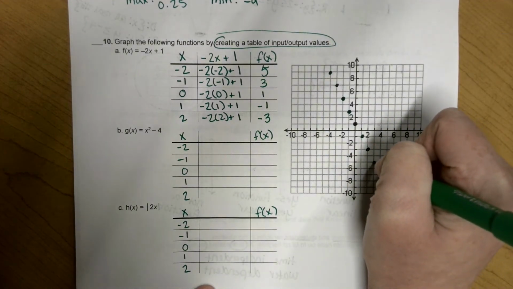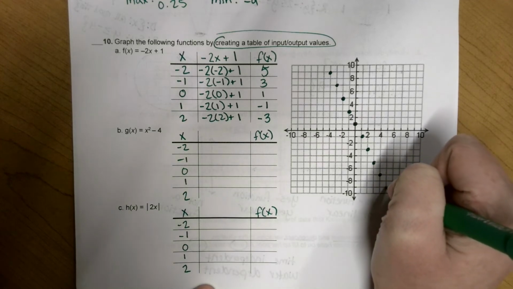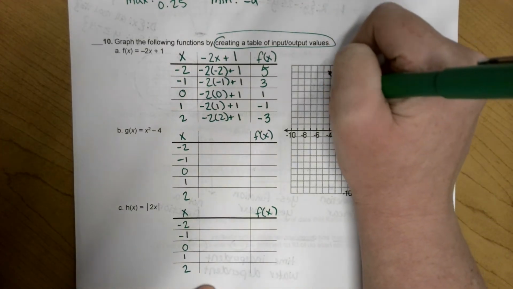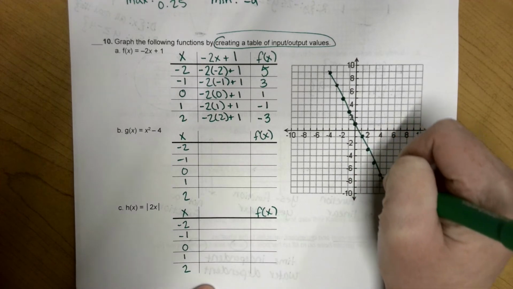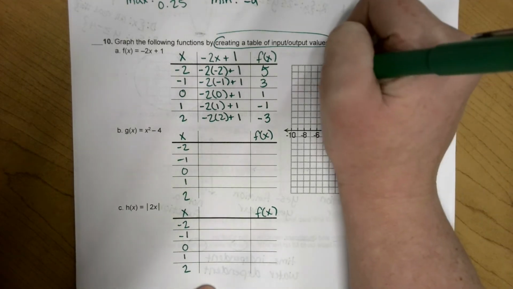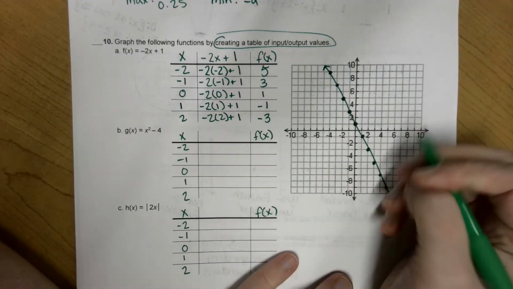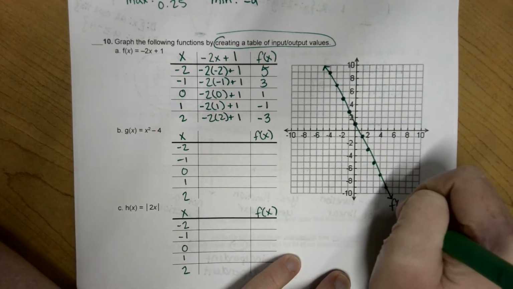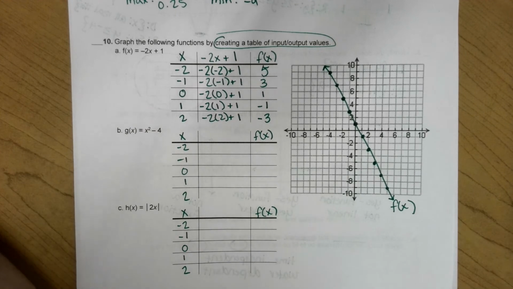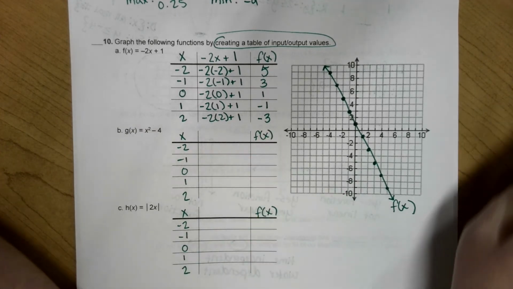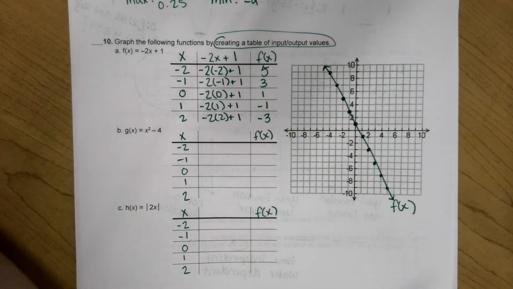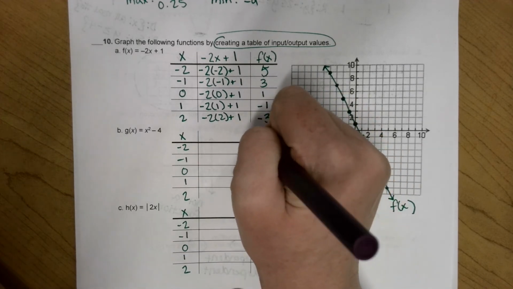We can just kind of follow our pattern. Should be a semi-straight line. I mean, all lines are straight, but there we go. So this is our graph of f of x, which means I made a mistake on these, because this should be not f of x, but g of x.